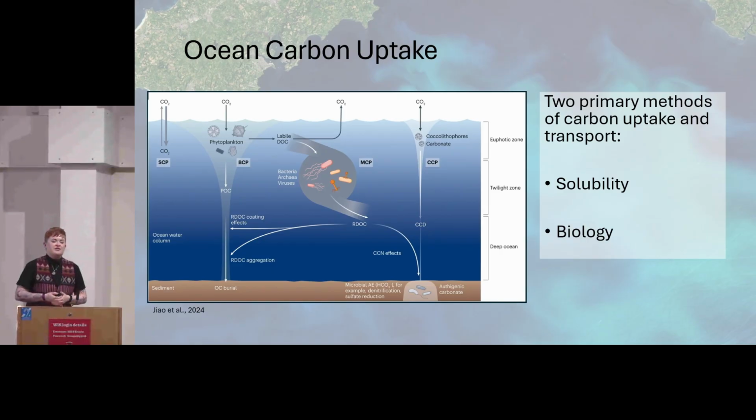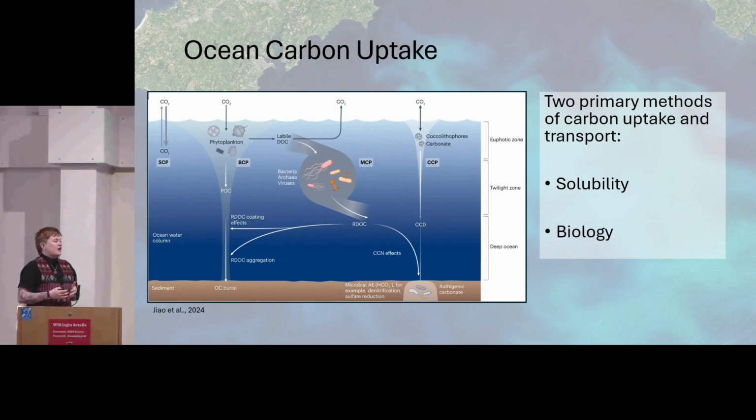So there are 2 primary methods by which carbon is taken up and stored in the oceans, and we refer to these as pumps. So we have our solubility pump, which is on the left here, where CO2 gas dissolves into the surface ocean just by natural kinetic processes, and some of that is then also released.